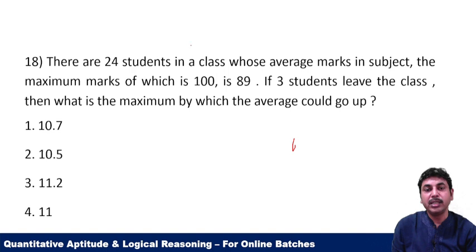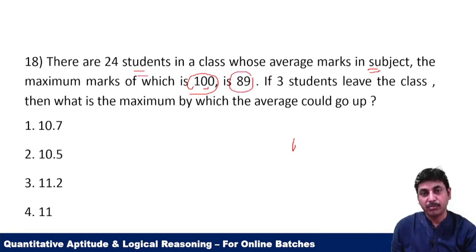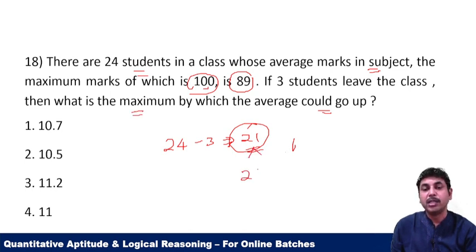Now 24 students in a class whose average marks in a subject, the maximum marks of which is 100. So सब्जेक्ट के मैक्सिमम मार्क्स 100 है और 24 स्टूडेंट्स को 89 एवरेज मिला है. 3 स्टूडेंट्स लीव द क्लास. व्हाट इज द मैक्सिमम बाय विच द एवरेज गोज अप? 3 लोगों ने छोड़ दिया है. नाउ सी, इफ 24 में से 3 लोग चले गए, सो व्हाट इज द रिमेनिंग स्टूडेंट्स? 21. नाउ मैक्सिमाइज करना है हमें, तो मान लेते कि सभी 21 स्टूडेंट्स को हर 100 मार्क्स मिले.